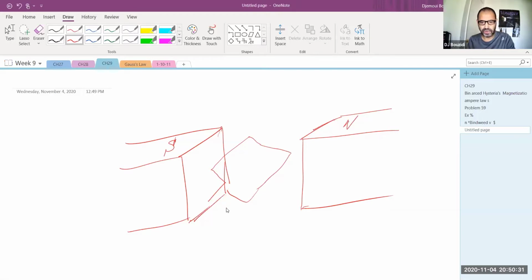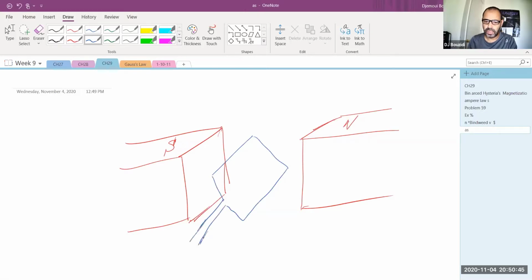Let me draw it with a different color because I think it's kind of confusing to draw it with the same color. So let me pick up the blue color in here. So this is my loop. This is a conductor. So think of it that this is copper, for example. And from here, you're going to take two leads, and the leads are connected to brushes.